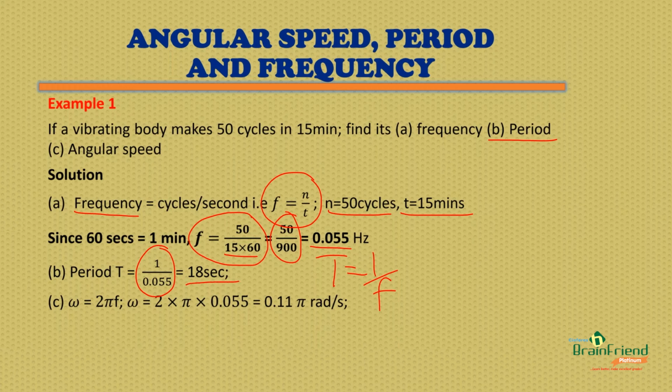The final parameter we are to solve for is angular speed. The expression that relates angular velocity omega with frequency is omega equal to 2 pi f. When we substitute 0.055 for frequency in this expression, we have omega is equal to 2 times pi times 0.055. This gives us 0.11 pi radians per second.